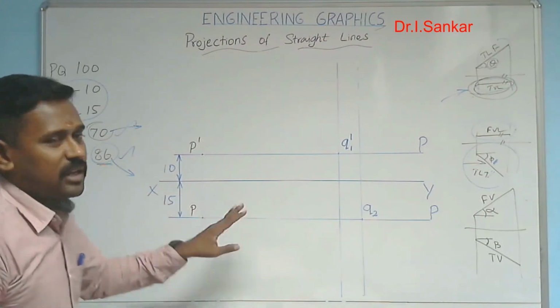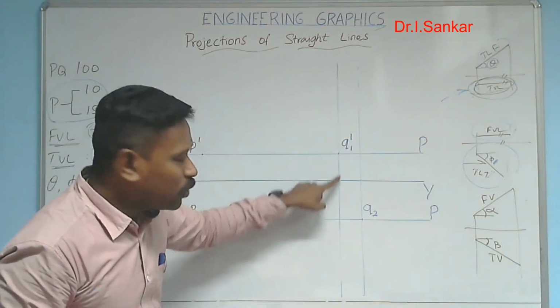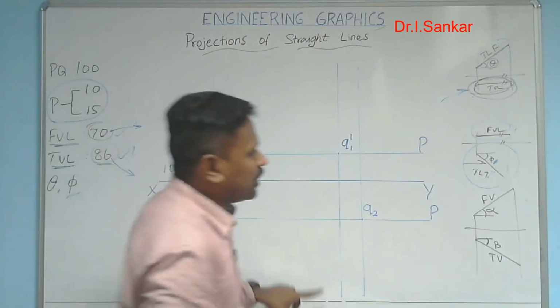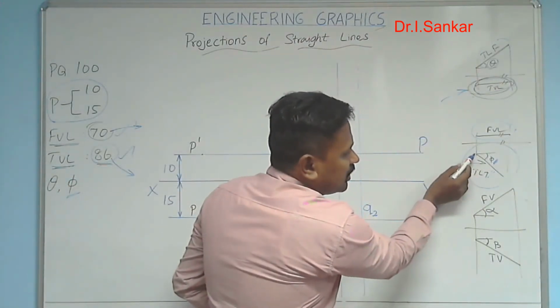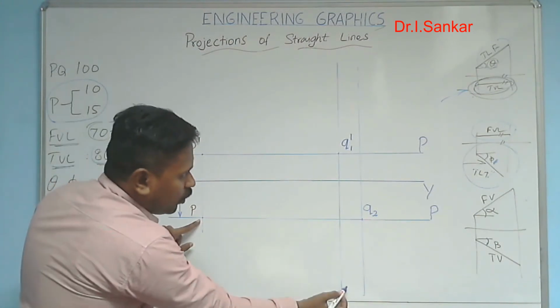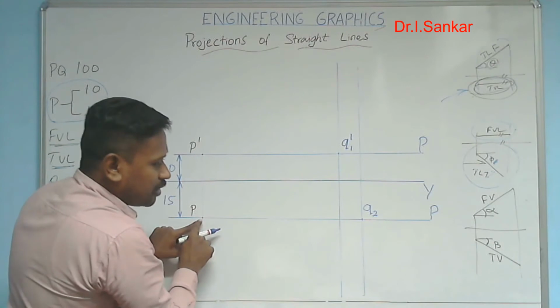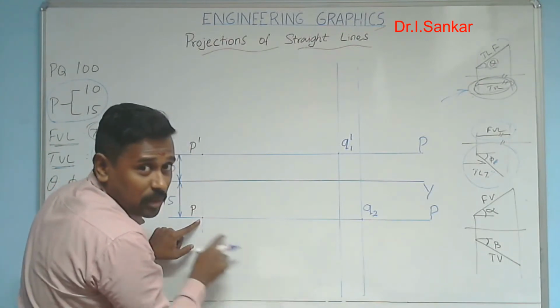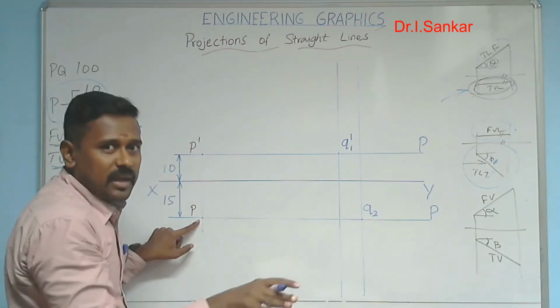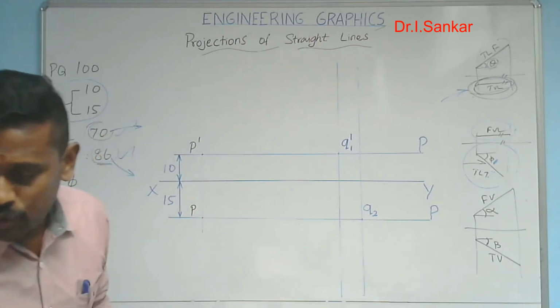But here the phi angle is not given, but you have the projector of Q1 dash. If you load your compass with 100 mm and, starting from this point, cut one arc in the projector of Q1 dash, then you can locate the true length line in the top view area without knowing the angle. So after that you can measure that angle. Okay, let's do it.